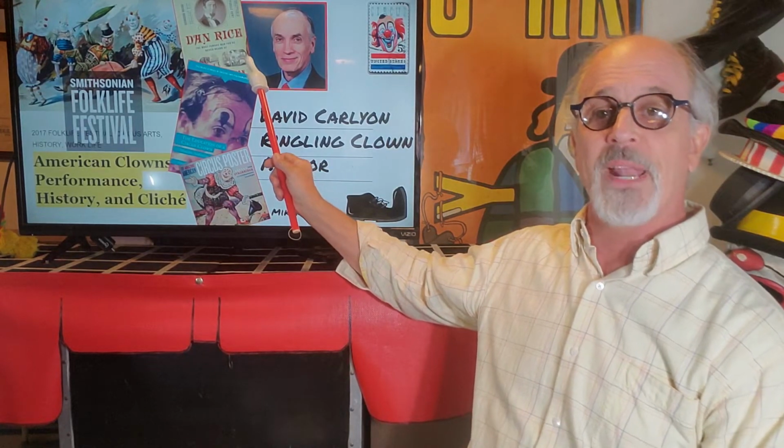Dave Carolion, right here, is an author. He wrote these three books. This one up here is on Dan Rice. We'll talk about him in a minute. Very famous clown from the 1860s. This center book is his experience on the road. And then here is a book he wrote also on circus posters.